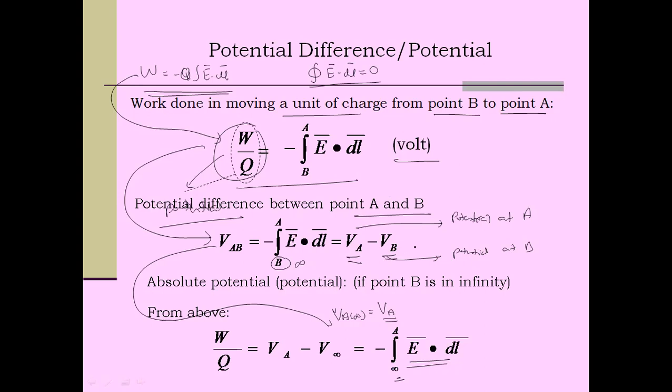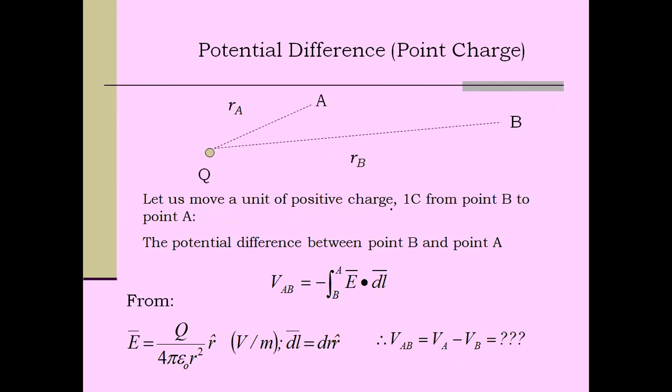From this understanding of the definition of potential and potential difference, we can further use it to calculate the potential or potential difference due to a point charge. In this diagram, we have a point charge of Q. We have two positions: A, having a distance of RA from the charge, and B, having a distance of RB from the charge.